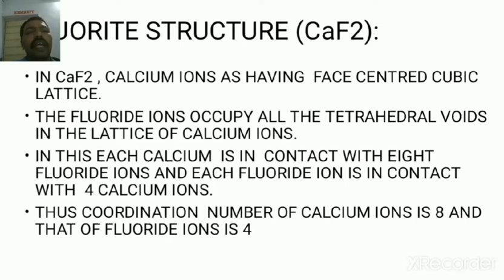In the fluorite structure, CaF2, calcium ions have a face centered cubic lattice, opposite to that of antifluorite. In antifluorite the anions make the close packed arrangement, but in fluorite, calcium ions, the cations, make the face centered cubic lattice, and the anions, fluoride ions, occupy all the tetrahedral voids in the lattice of calcium ions. In this, each calcium is in contact with 8 fluoride ions, and each fluoride ion is in contact with 4 calcium ions. Thus, the coordination number of calcium ion is 8 and that of fluoride ion is 4.